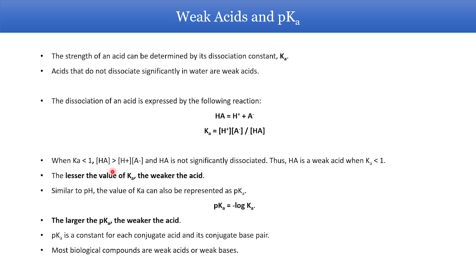Similar to pH, the value of the Ka can also be represented as pKa, which is equal to minus log of Ka. So the larger the pKa value, the weaker will be the acid. So pKa is the constant for each conjugate acid and its conjugate base pair. And most biological compounds are weak acids or weak bases. And from this part is where we get an idea about buffers, which I will be speaking about.